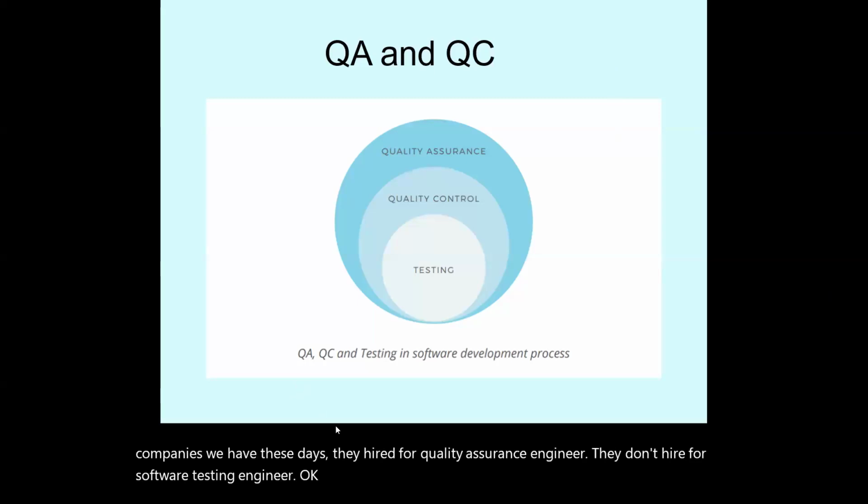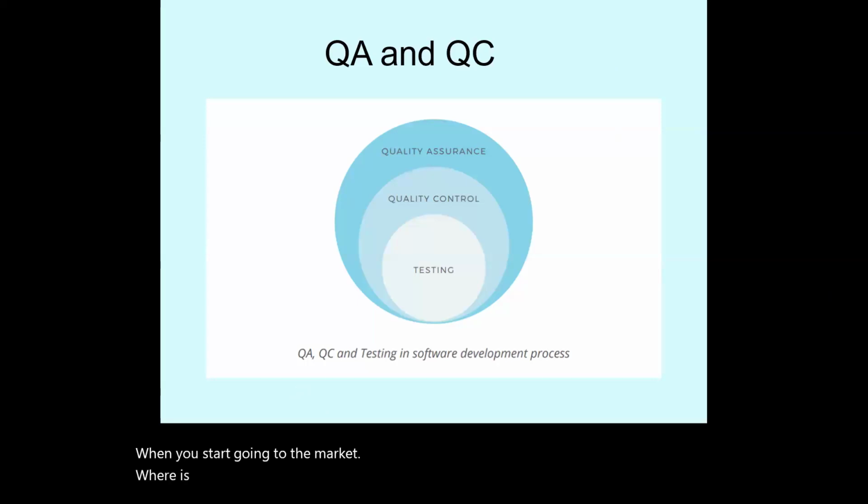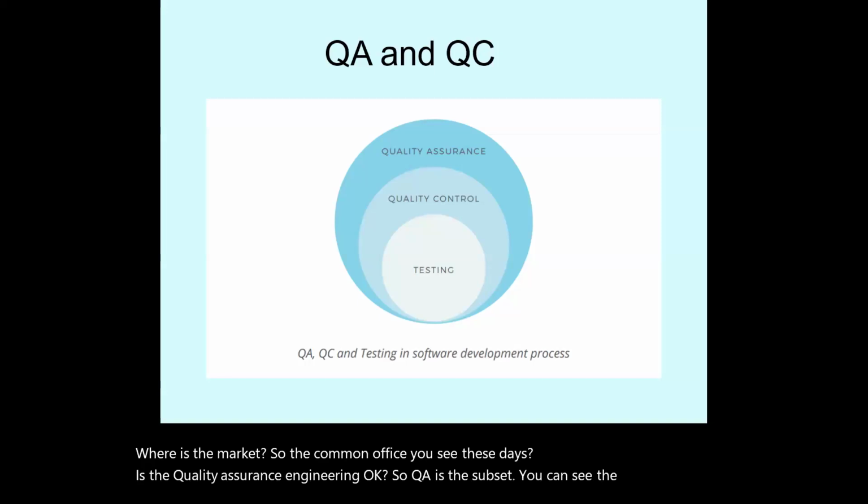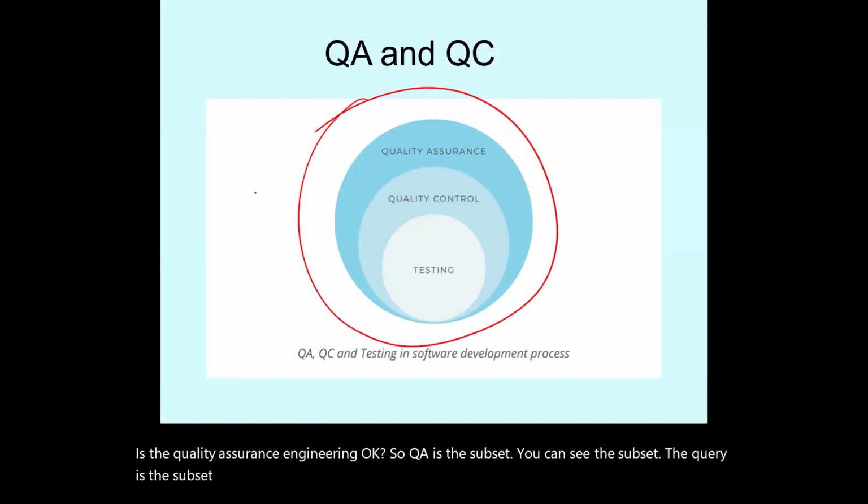So the most common openings you see these days when you go to the market is the quality assurance engineer. QA is a subset of everything you have in this sub-diagram. The QA is a subset of software testing.